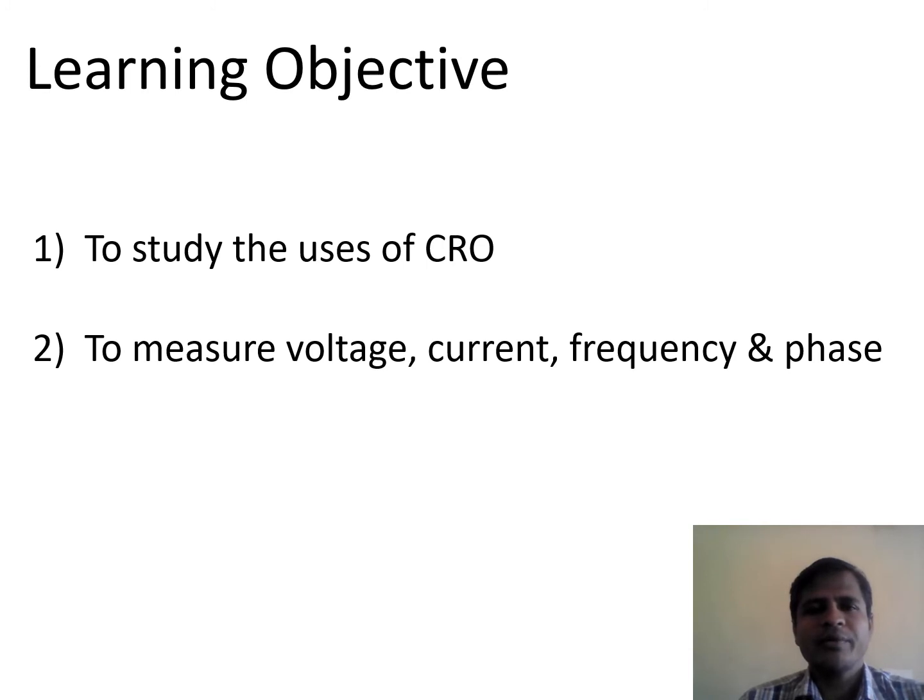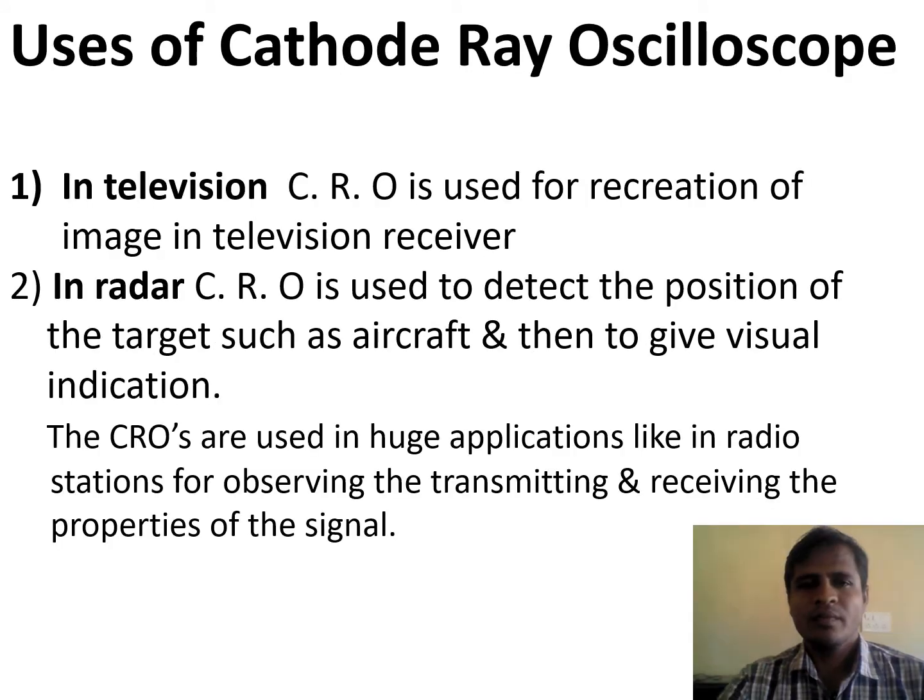The learning objectives of this 49th session are to study the uses of CRO and to discuss how to measure the voltage, current, frequency and phase with the help of CRO. The uses of cathode ray oscilloscope.